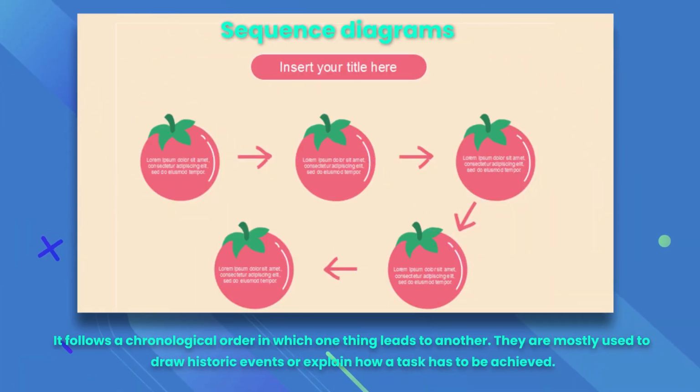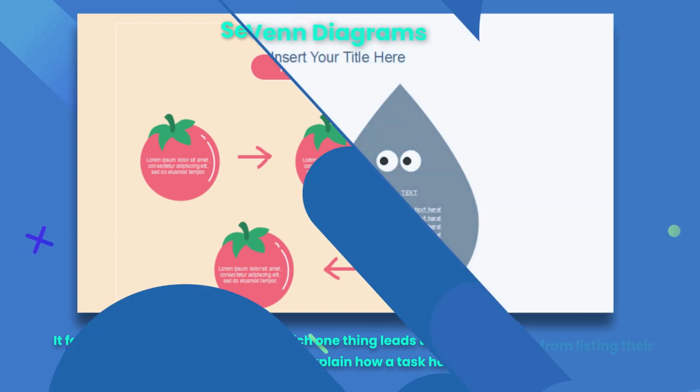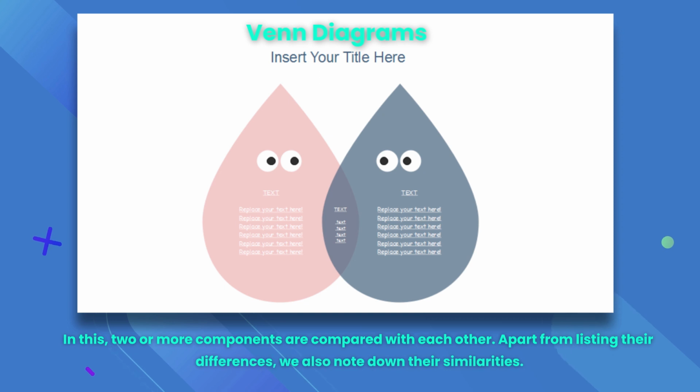Sequence diagrams. It follows a chronological order in which one thing leads to another. They are mostly used to draw historic events or explain how a task has to be achieved. Venn diagrams. In this, two or more components are compared with each other. Apart from listing their differences, we also note down their similarities.